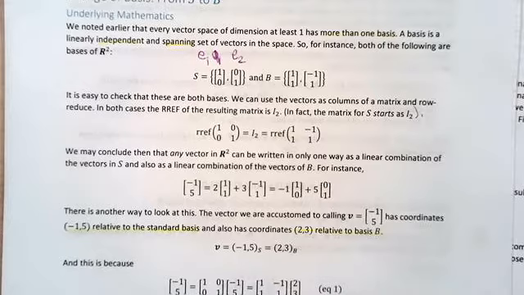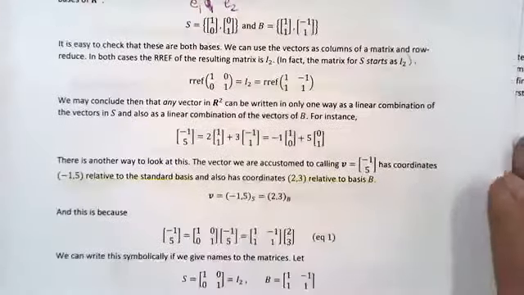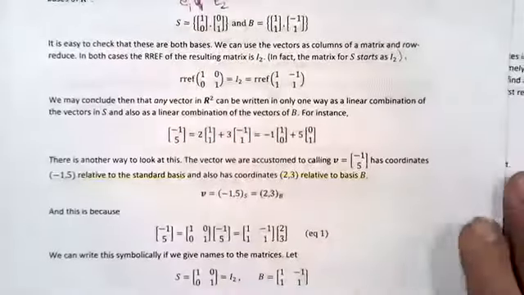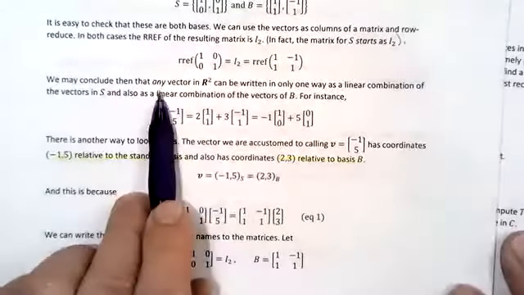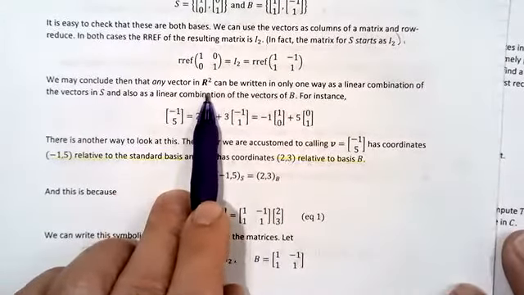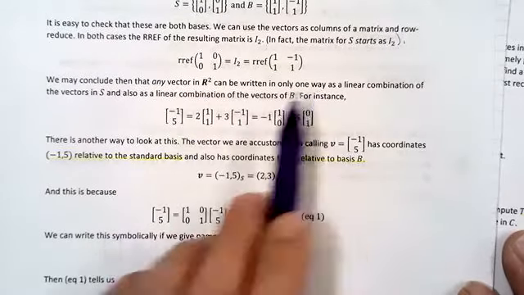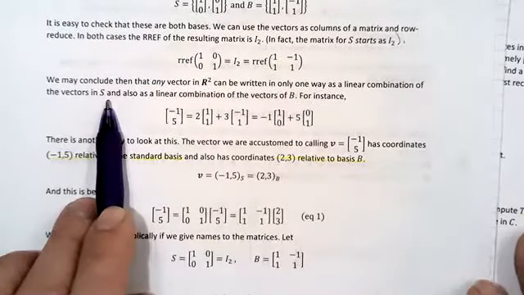And there's a theorem that says if you have n vectors in an n-dimensional space that are linearly independent, they must also span the space. So that means it's a linearly independent spanning set, it's a basis, okay? So this is a basis of R2, and this is a basis of R2. Now, that means that any vector in R2 can be written in one and only one way as a linear combination of vectors in S. But the same is also true of the vectors in B.